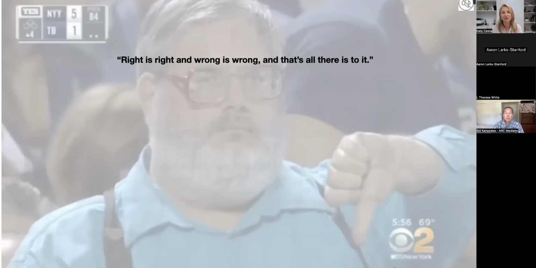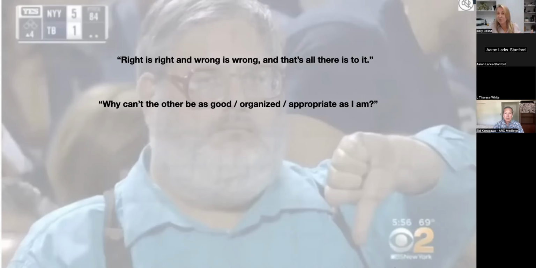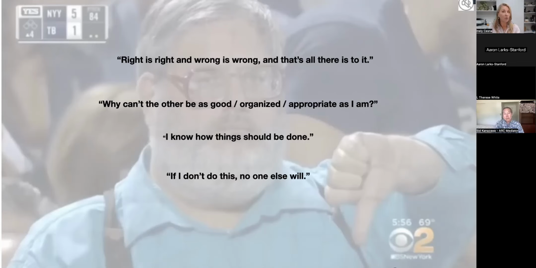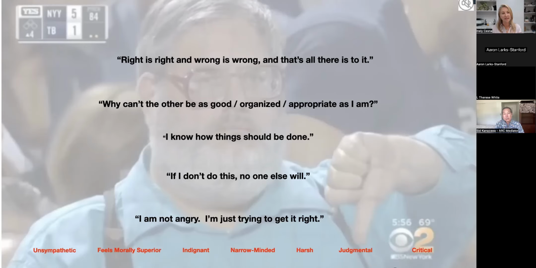And so the critic will say things like, right is right, wrong is wrong, that's all there is to it. Or they will say something like, why can't the other person be as good as me, or as organized as me, or as appropriate as me, or, you fill in the blank. I know how things should be done. If I don't do this, nobody else will, or nobody else will do it to the standards that I have for it. And I'm not angry. I'm just trying to do what's right here. Let's go for what's right here. That's the energy of the critic. And these are the red flags: the unsympathetic in us. We start feeling morally superior, indignant, narrow-minded, very harsh and judgmental, and very critical.